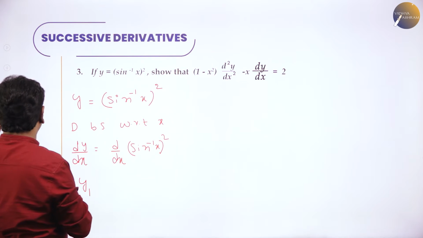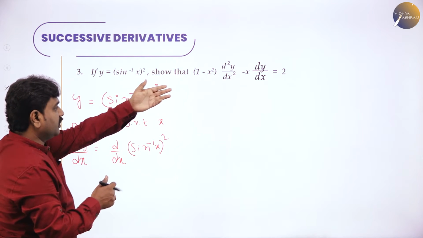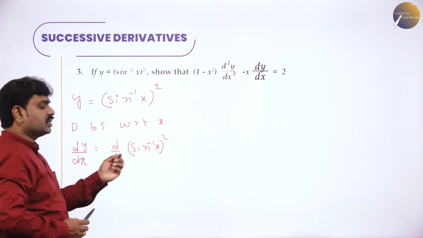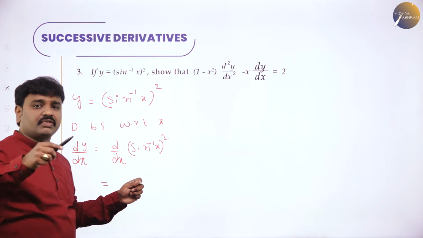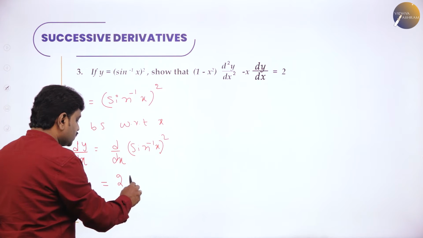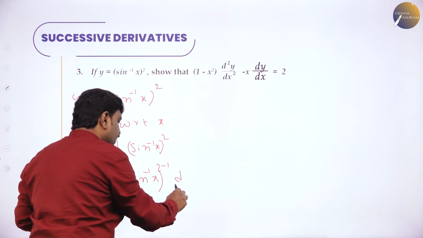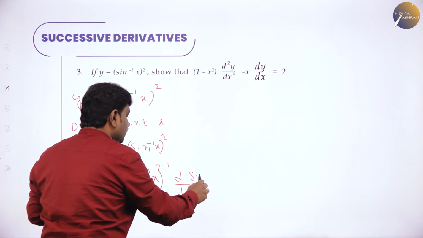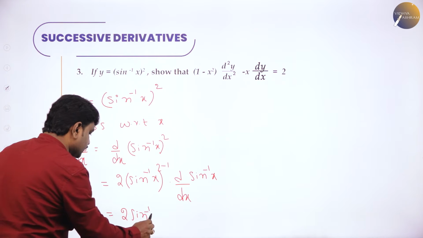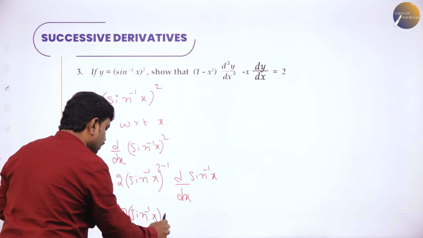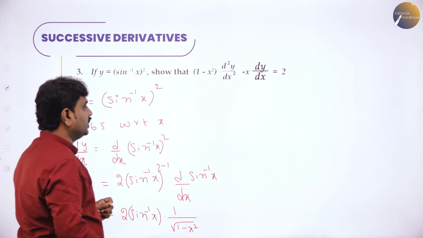We don't write y1 here because in this problem they have given it in the form of dy by dx. Here dy by dx is there, let it be dy by dx, and it is in the form of f of x power n. So n into f of x power n minus 1 into d by dx of f of x. So 2 into sin inverse x power 2 minus 1 into d by dx of the internal function. What is the internal function? Sin inverse x. That is 2 into sin inverse x power 2 minus 1, which is 1, into d by dx of sin inverse x, which is 1 by root of 1 minus x square.